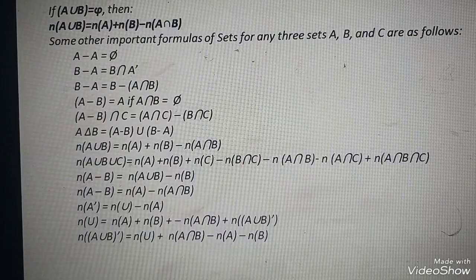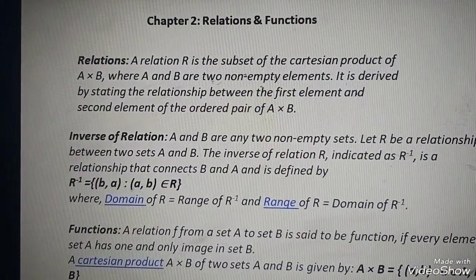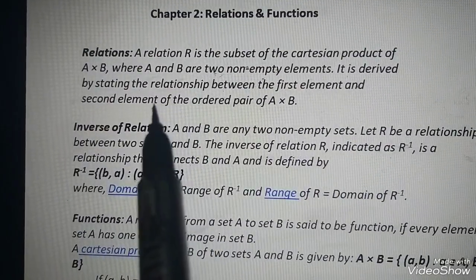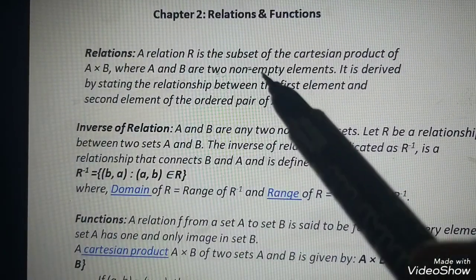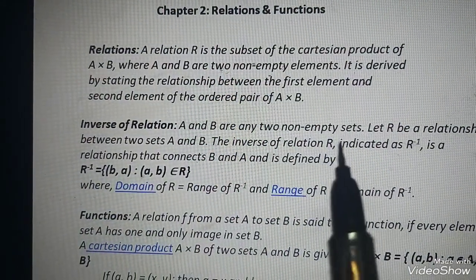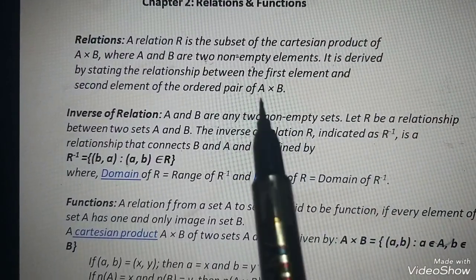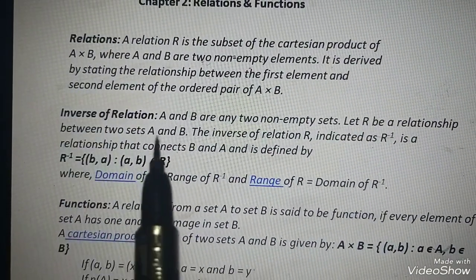Next one, this is chapter 2. What is a relation? This can be asked in multiple choice questions. A relation R is a subset of the Cartesian product A cross B. We read it as A cross B.